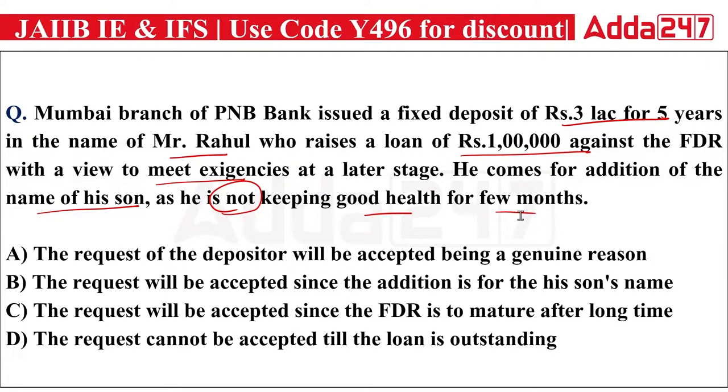So first of all, you have to find out whether it will be accepted or not. When your loan is going on the same FDR, it means you are not allowed to have the change of name until and unless you repay the loan. The right answer is the request cannot be accepted till the loan is outstanding. Once the loan has been repaid, that 1 lakh rupees, you can transfer the name to your son or any person you want to, but till your loan is outstanding, you cannot do that. Right answer is D.